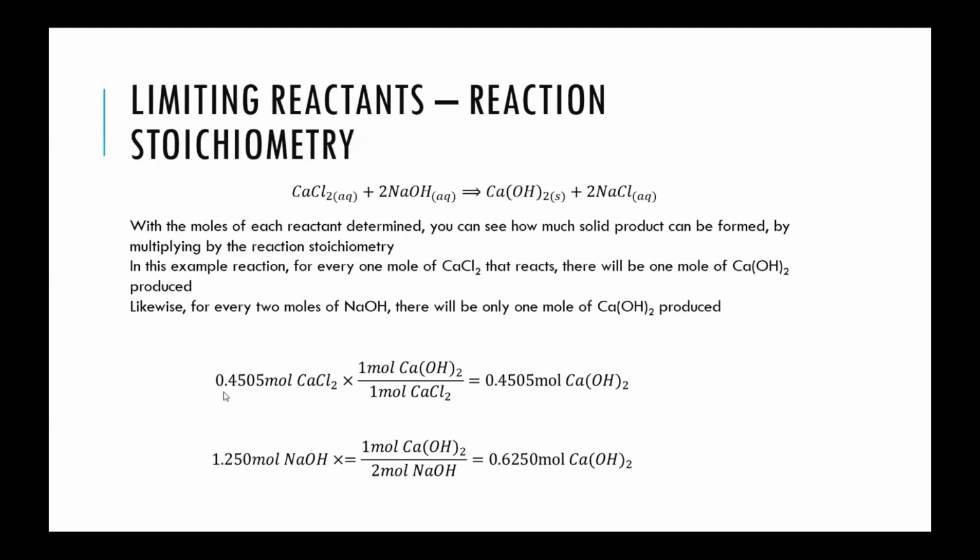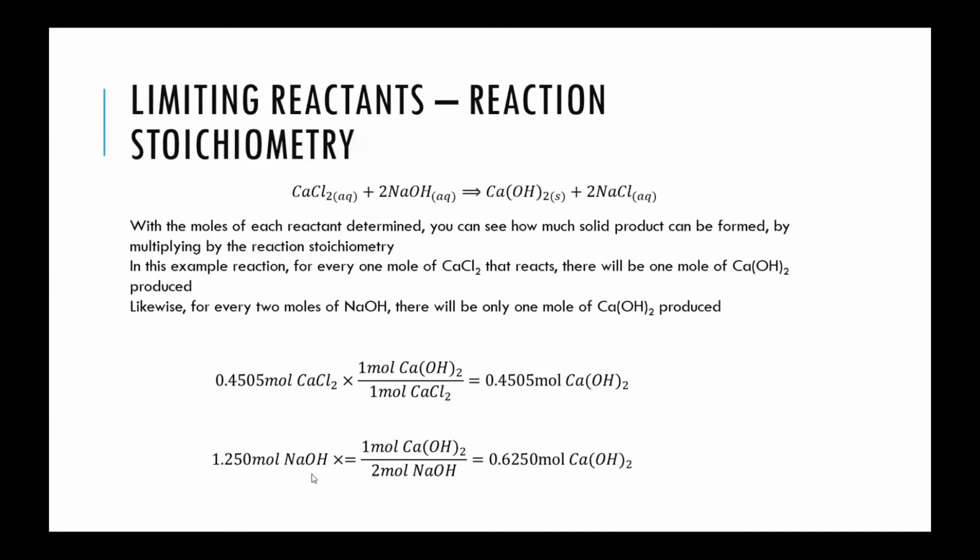So if you have 0.4505 moles of calcium chloride, that generates 0.4505 moles of calcium hydroxide. They're the same because it's 1 to 1.